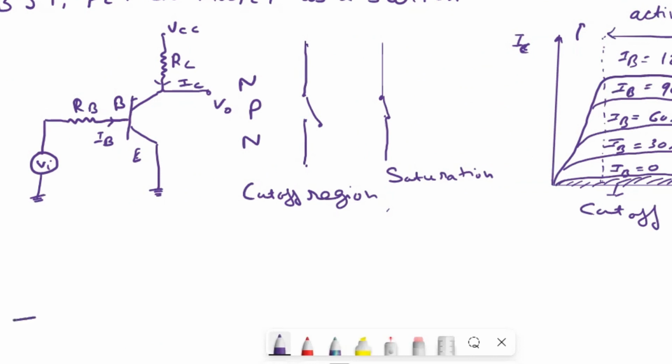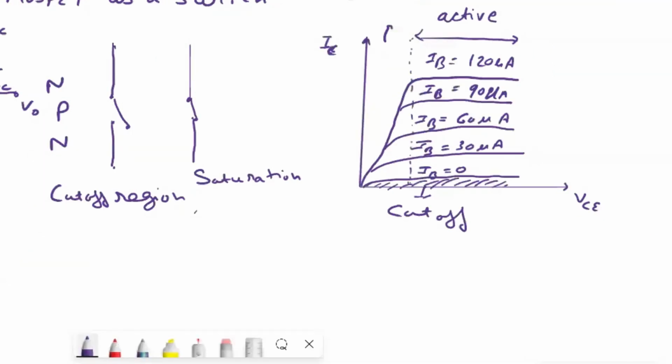Now suppose we apply an input voltage which is minus V1 and then goes to V2 for time durations T1 and T2. This is the input voltage that we apply. When the input voltage is negative, that is minus V1, for the time duration T1, then this will make the base emitter junction reverse biased.